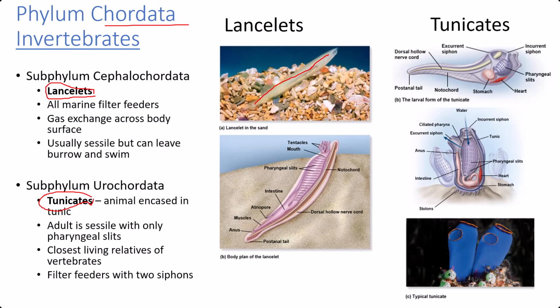The tunicates are named for kind of looking like a tunic, right? So they're these animals that are encased in a tunic. The adult is sessile with only pharyngeal slits, but their larval form has all of the chordate characteristics like that postanal tail, the notochord, dorsal hollow nerve cord, and those pharyngeal slits.